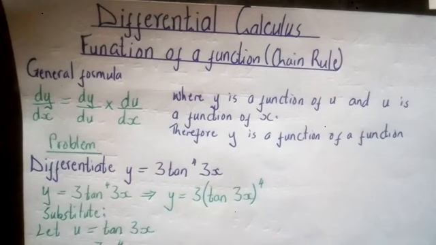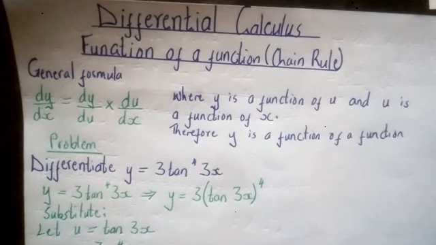My name is Steve Ricky, and I'll be taking you through differential calculus, a subject called function of a function, or chain rule. The general formula is dy over dx is equal to dy over du times du over dx. That means the differential coefficient of y with respect to x is equal to the differential coefficient of y with respect to u times the differential coefficient of u with respect to x.